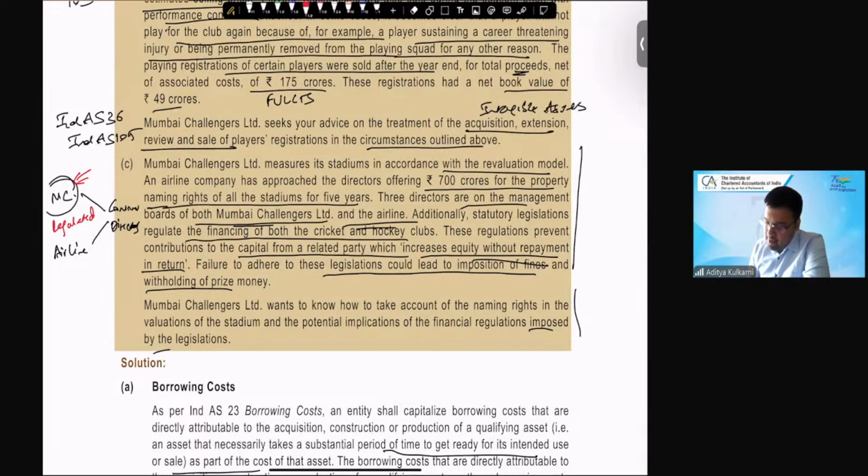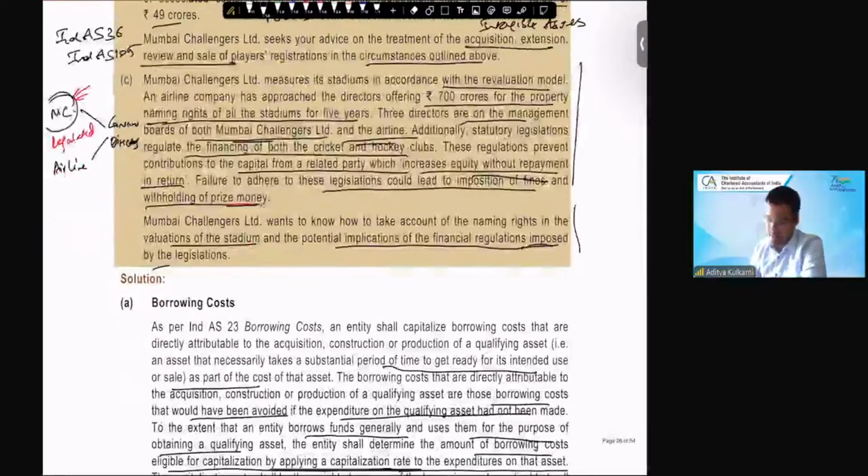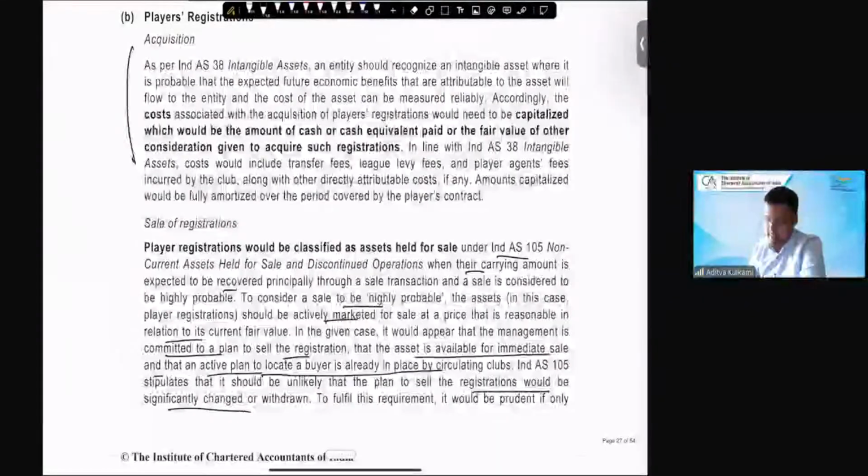Failure to adhere to these legislations could lead to imposition of fines and withholding of prize money. Mumbai Challengers wants to know how to take account of the naming rights in the valuations of the stadium and the potential implication of the financial regulations imposed by the legislations. Okay, so now let us understand.